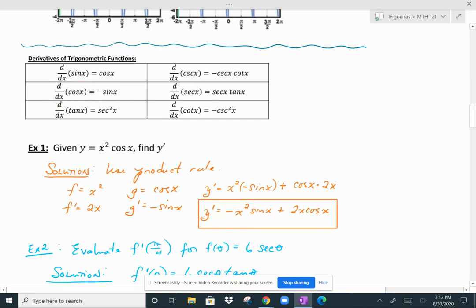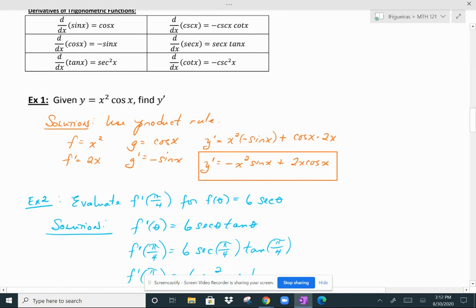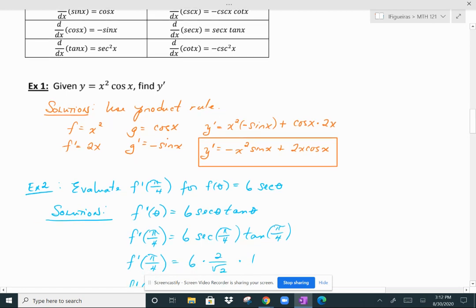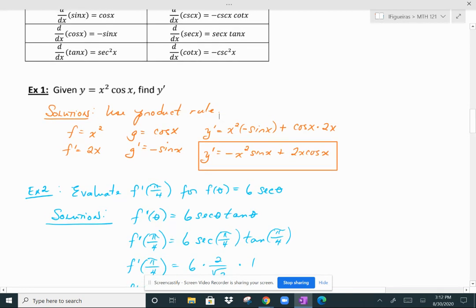Okay, let's move on. This time we need to evaluate our derivative at a value, which is pi over 4, and our function is 6 secant theta. All right, so we know that our secant derivative is secant tangent, but our variable here is theta. So f prime is 6 secant theta tangent theta, and then we're ready to substitute in pi over 4, which is what you see here.